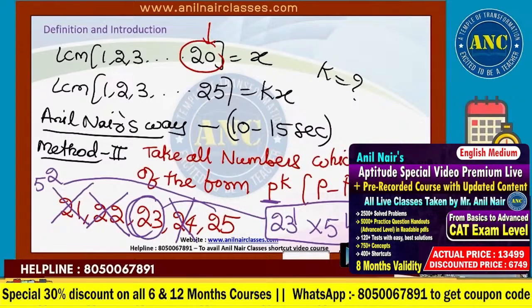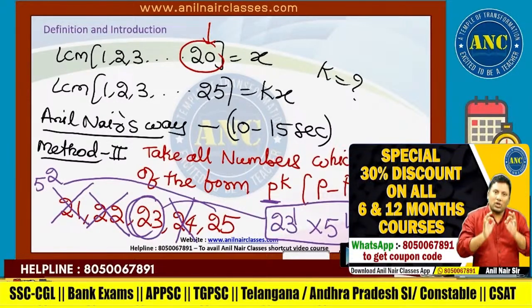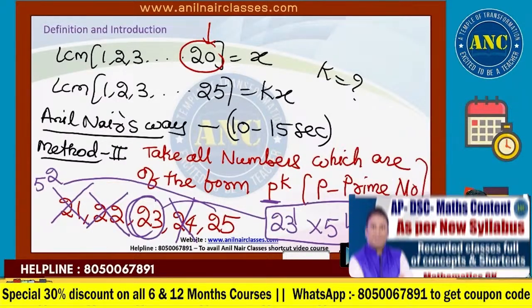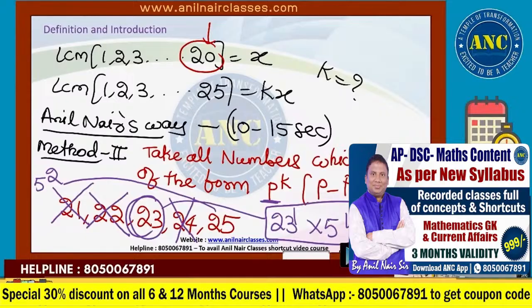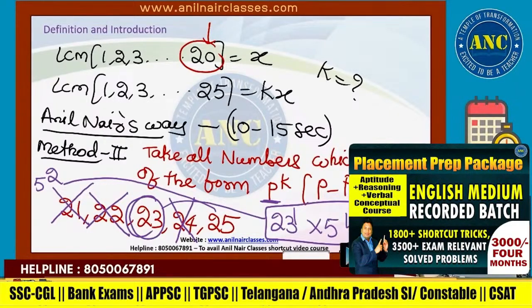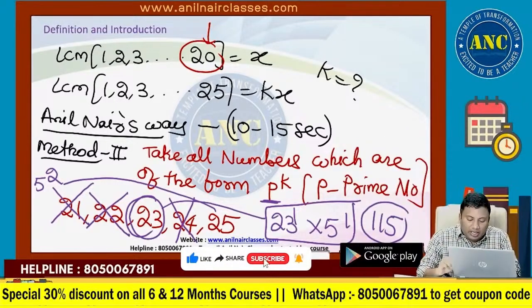21, 22, 23, 24, 25. First write all the numbers. Delete the numbers which are of the form p power a. 21 is 3 into 7. Single power of prime number it should be. 22 is 2 into 11. 23 is 23 power 1.